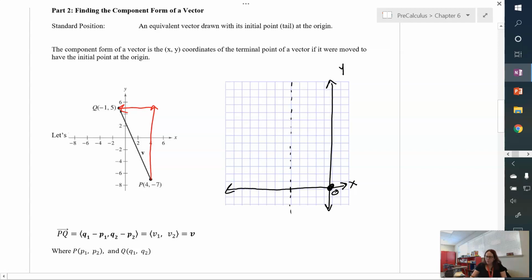And then for the y coordinates, it was negative 7. I had to move that up 7. So I'm going to move my P. It was at 5. I've got to move that up 7. So that's going to put it at 12. 1, 2, 3, 4, 5, 6, 7, 8, 9, 10, 11, 12.